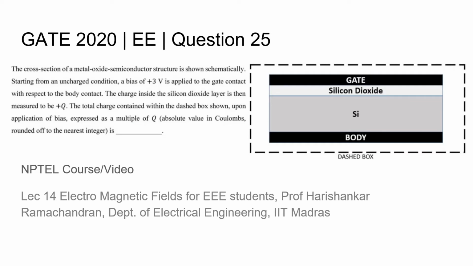This question is from the GATE 2020 EE paper. This is question 25, where we are given a MOS capacitor with voltage applied between the gate and body contacts and asked to find out what the total charge is contained within the dashed box, that is the Gaussian surface.